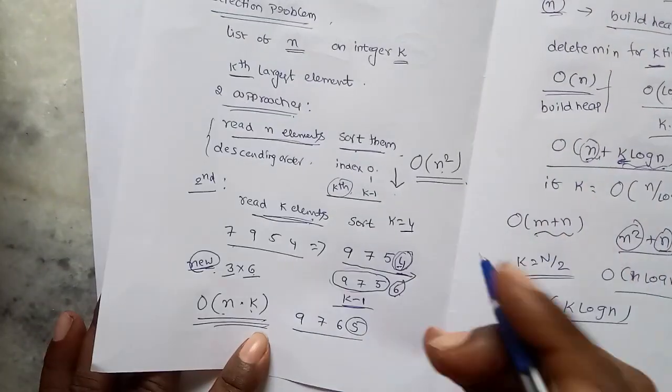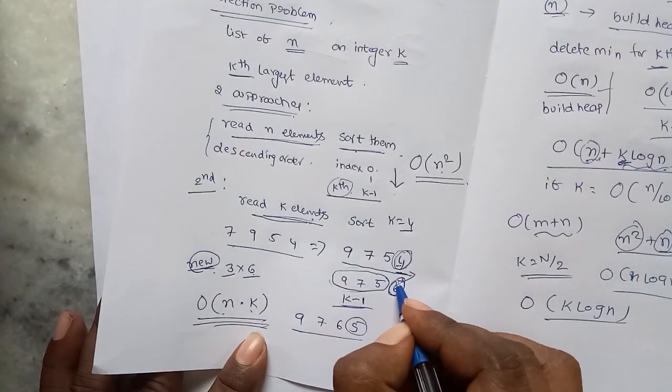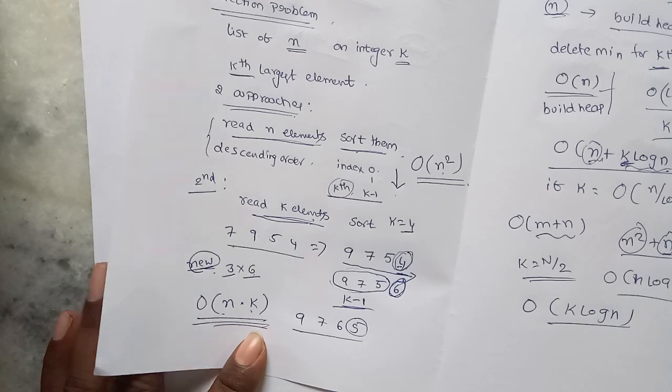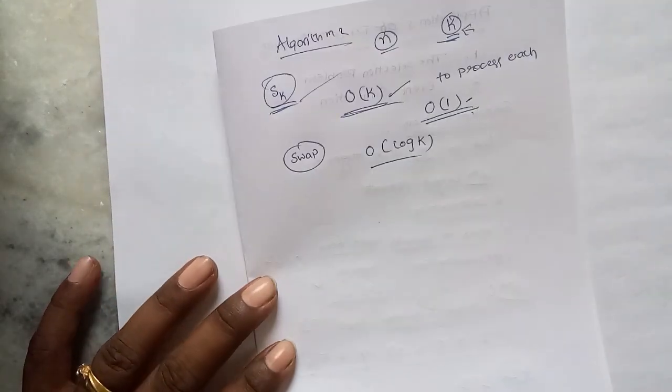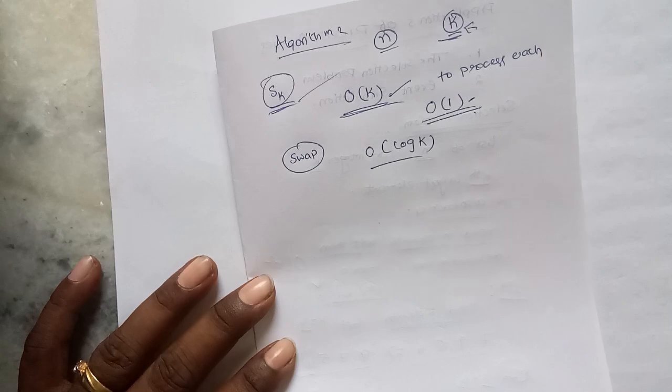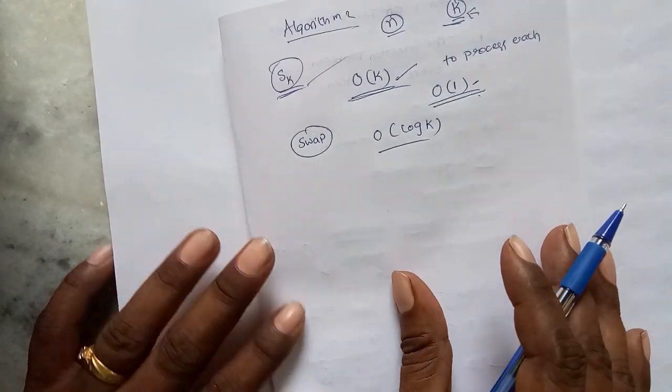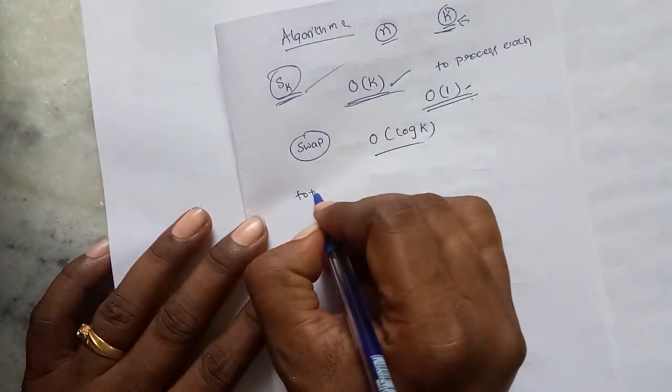Because observe this one. If you want to place that element, after placing, we have to compare that element with the remaining k elements also. So the total complexity is big O of log k. Okay. So what is the total time?